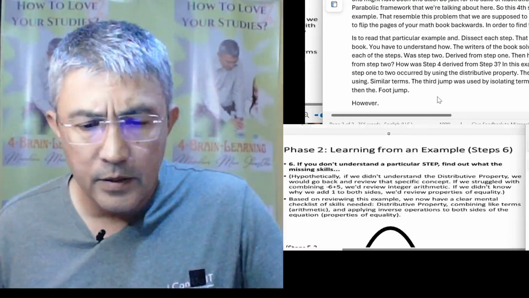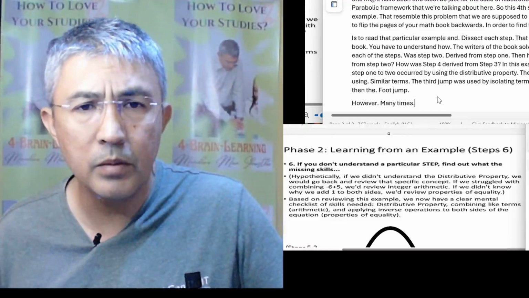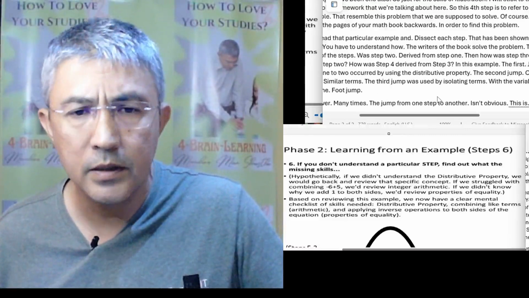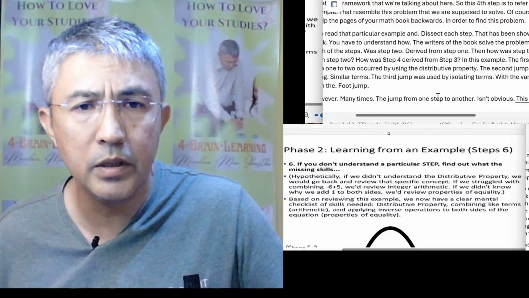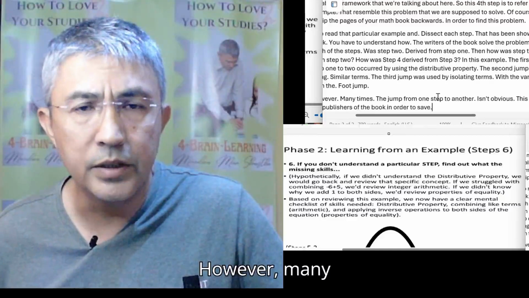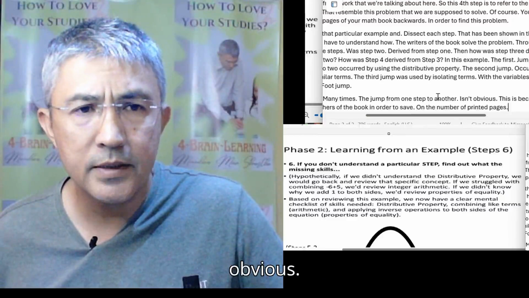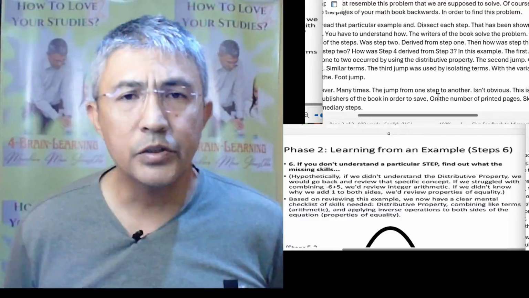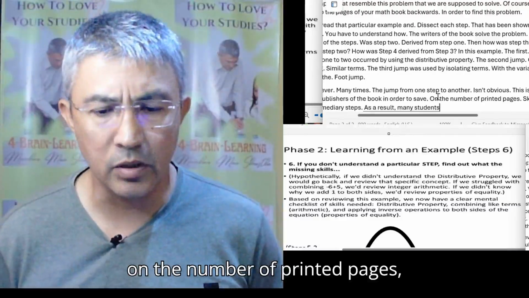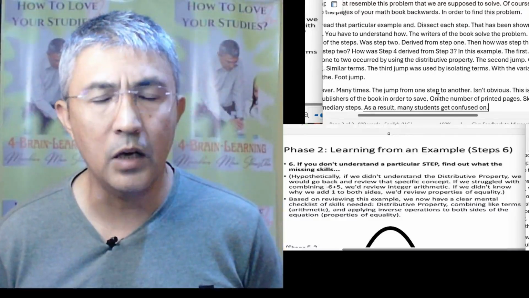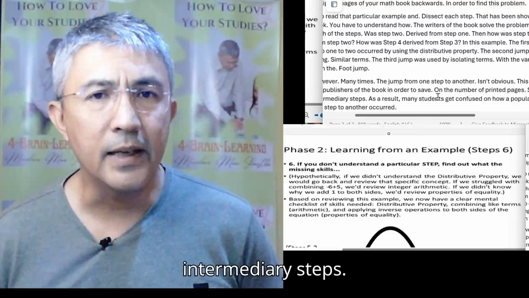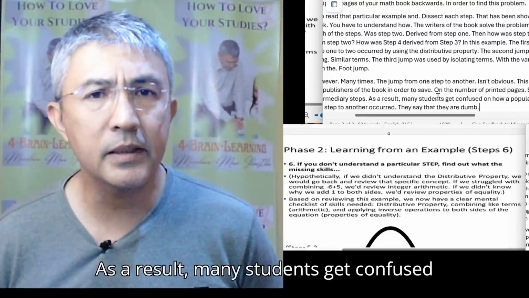However, many times the jump from one step to another isn't obvious. This is because the publishers of the book, in order to save on the number of printed pages, skip many intermediary steps. As a result, many students get confused about how a particular jump from one step to another occurred. They think that they are dumb, but it's not like that.